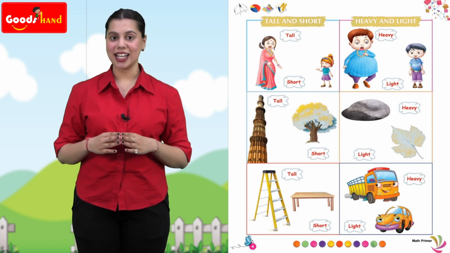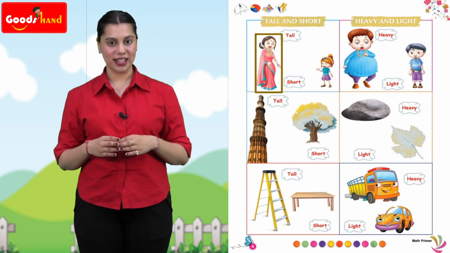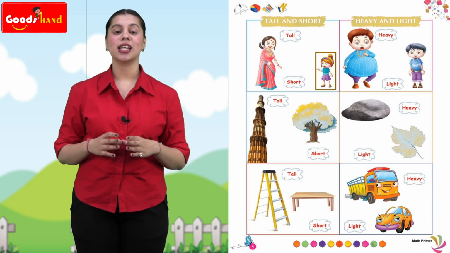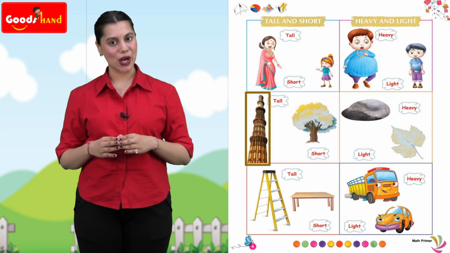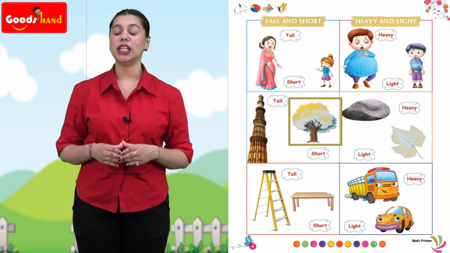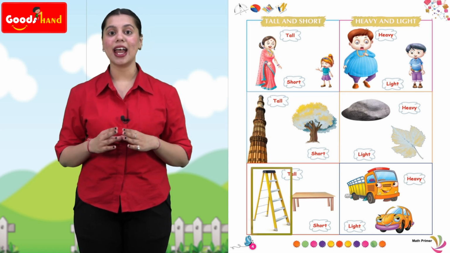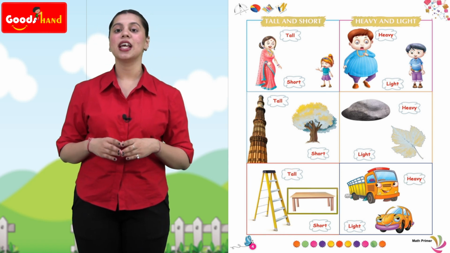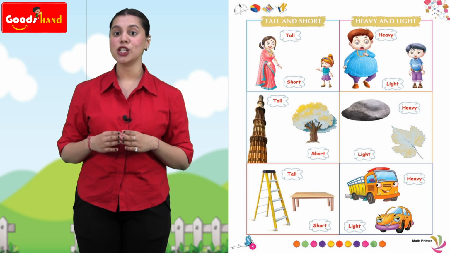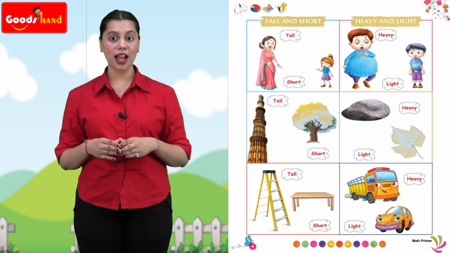Now we will move forward to the tall and short. The ant is tall, the girl is short, and the Qutub Minar is tall, the tree is short. Now we see the ladder is tall and the table is short. Very good kids.